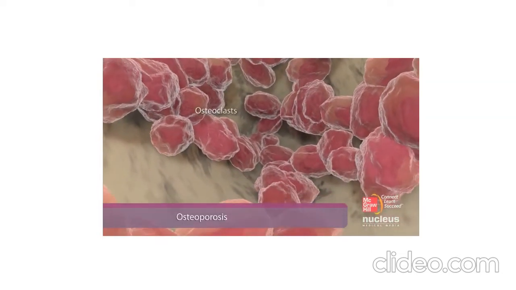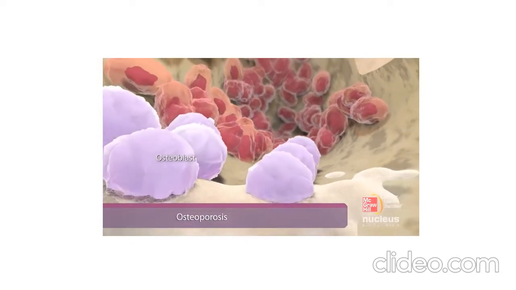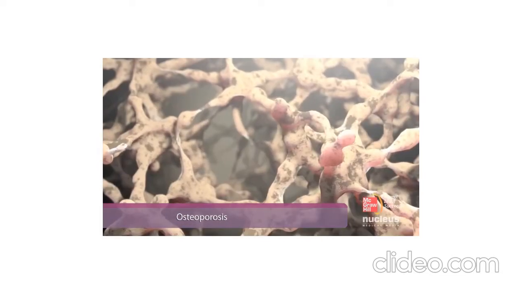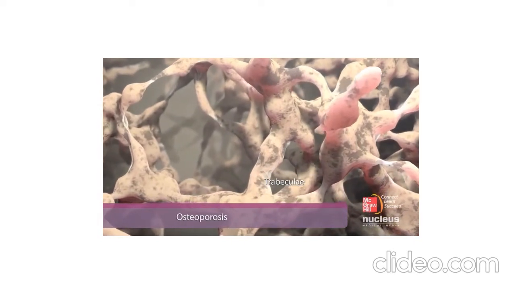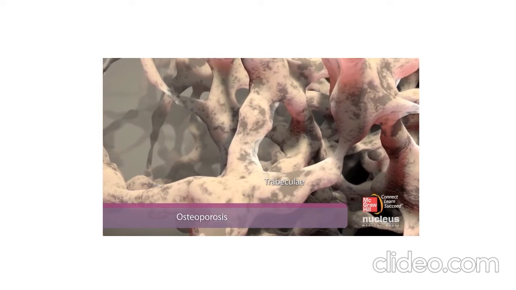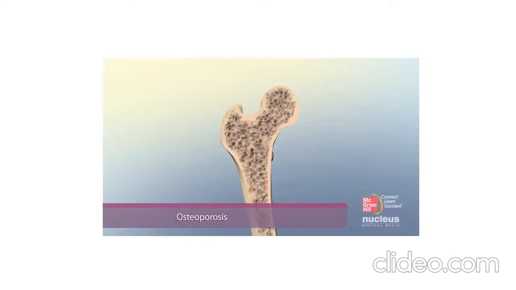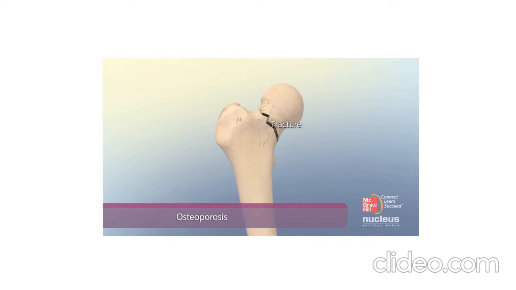Osteoporosis is a progressive disease in which the rate of bone resorption exceeds bone formation. As a result, the trabeculae in cancellous bone become fewer and farther apart. The compact bone thins, and overall, the bone becomes weak, fragile, and prone to fractures.